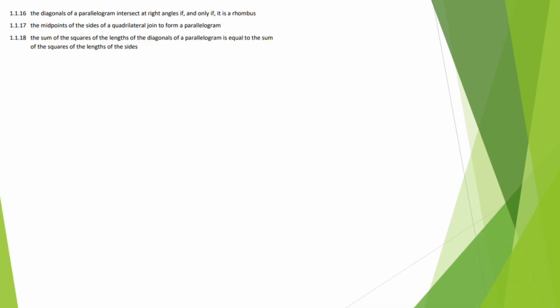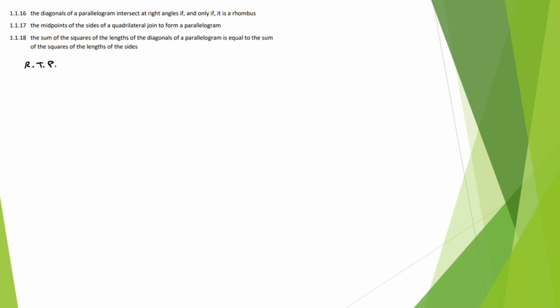Okay, so this first proof is proving that the diagonals of a parallelogram intersect at right angles if and only if it is a rhombus. A rhombus is a parallelogram where each of the sides are the same length. So if this is a parallelogram, a rhombus is a parallelogram with all equal sides. A square would also be considered a rhombus. So all squares are rhombuses, but not all rhombuses are squares.